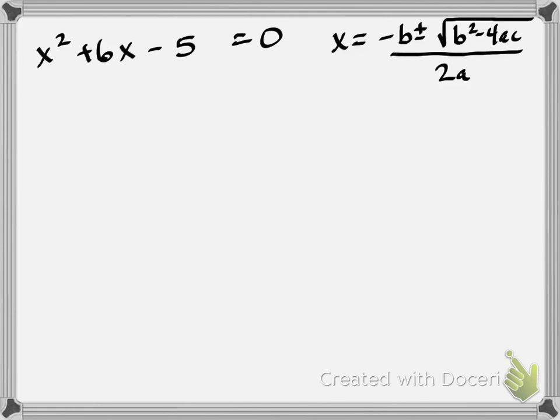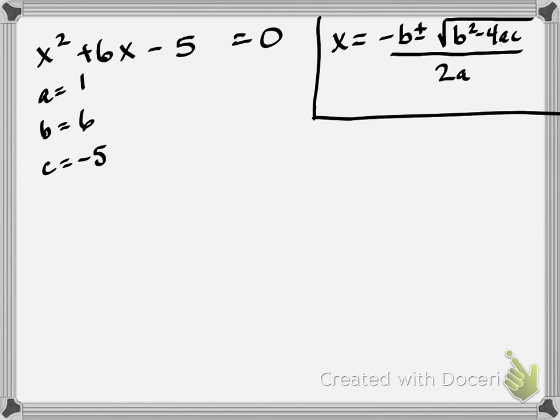Okay, so we need to figure out what A is, we need to figure out what B is, and we need to figure out what C is in order to plug that all into the quadratic formula over here on the top right side of my screen. So A is 1, B is 6, and C is negative 5. Remember, it just kind of goes in order. A, B, and C.